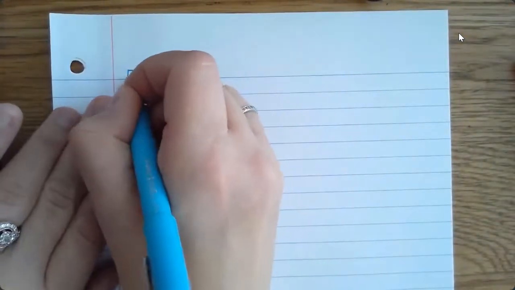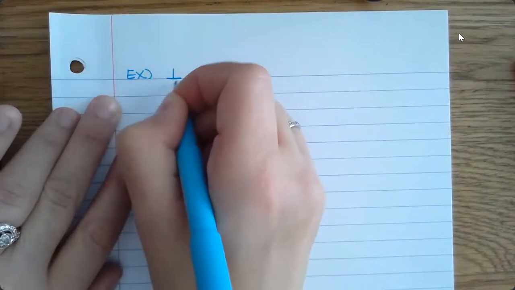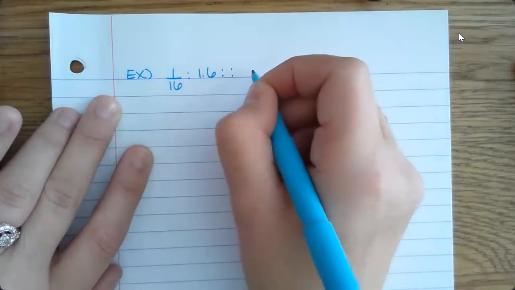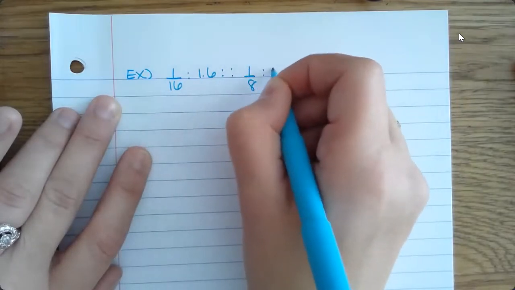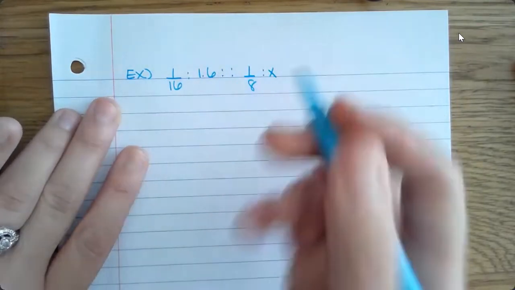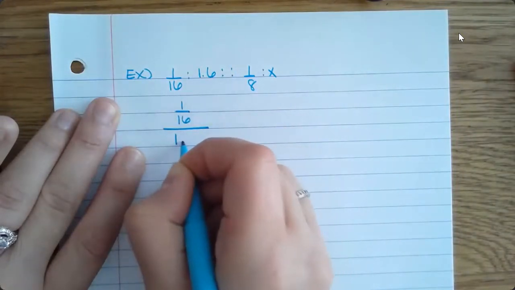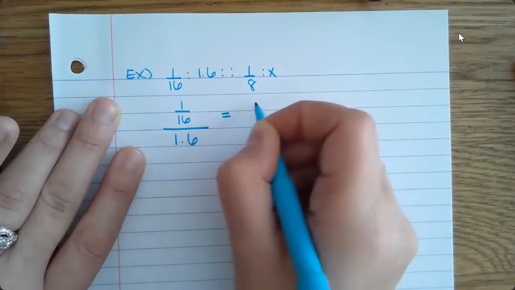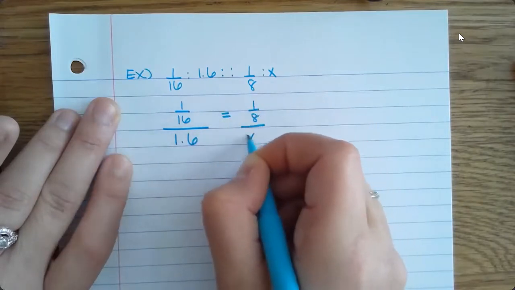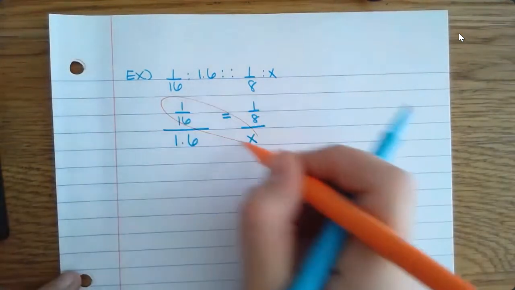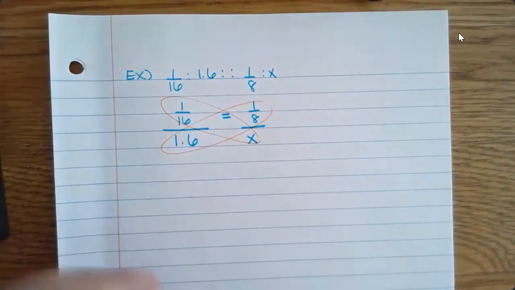All right, let's do one more like this. 1 over 16 is to 1.6, and then 1 over 8 is to x. And again, remember that the double colon can also stand for your equal sign. So we have 1 over 16 and then 1.6 as the first ratio, and then 1 over 8 to x as my second ratio. It looks kind of weird, but I'm not going to worry about it. I'm just going to set it up and do my cross multiply.